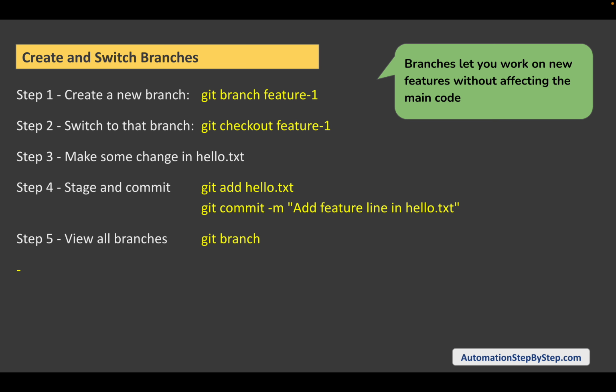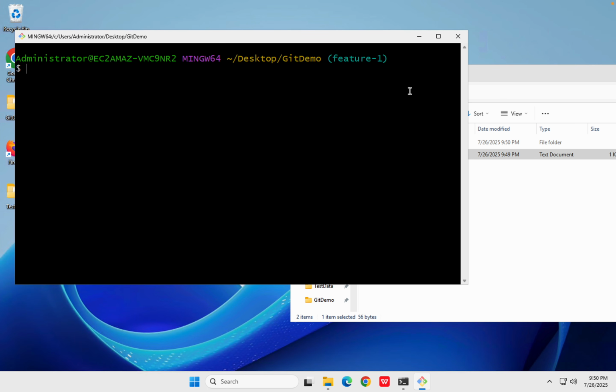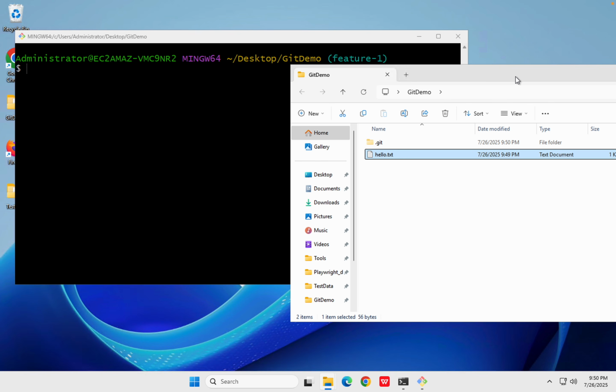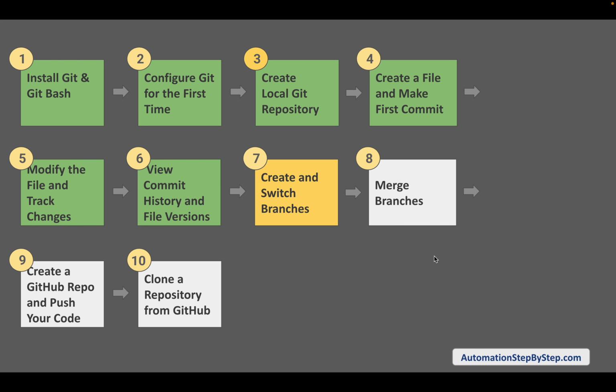And now this is done. So we have done all these changes in the feature1 branch, and this change will not be there in our master branch. Let us see now. We have done topic 7. Now let us see how do we merge branches.